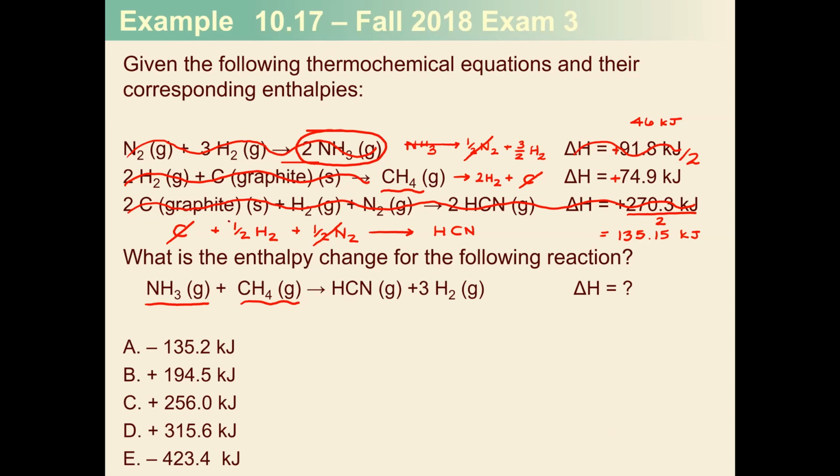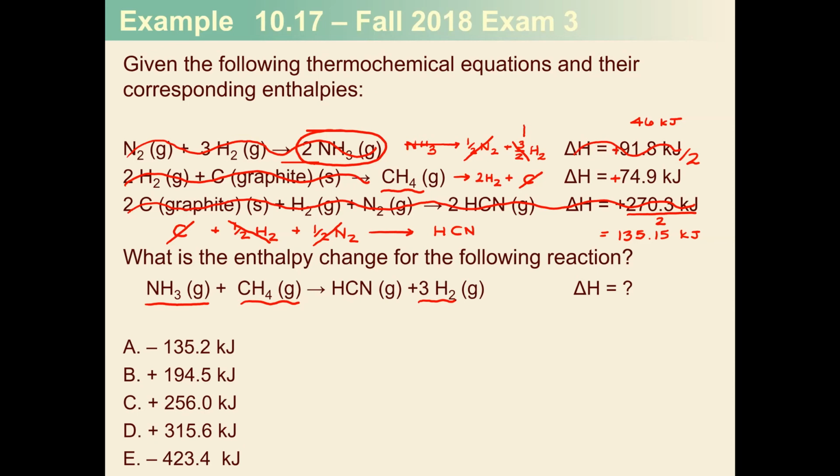My 1/2 H2 can cancel with 1/2 of my H2 in this side, and instead of having 3/2, I will just now have 1. Well, now 1 hydrogen from reaction 1 and 2 hydrogens from reaction 2 will give me the 3 hydrogens that I look for in my product reaction. So this means that I now have canceled all of my intermediates and I have my target reaction.